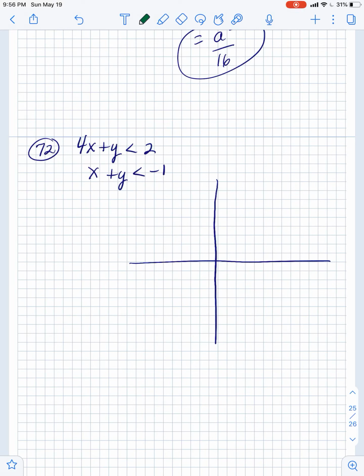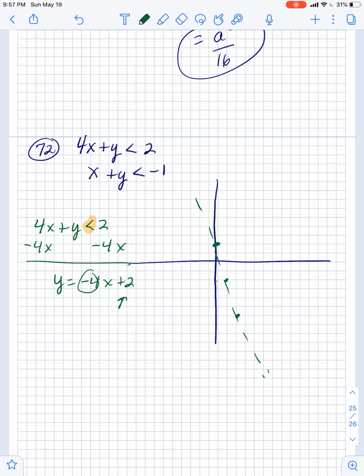And if you want, some of you like to, it seems like, change this to solve for y. So I'm going to move my 4x over. Okay, which means that I am going to have a y-intercept of 2 and a slope of a negative 4. So 1, 2, 3, 4, 1. 1, 2, 3, 4, 1. Okay, now it is just a less than, so remember that means that it is a dotted line.